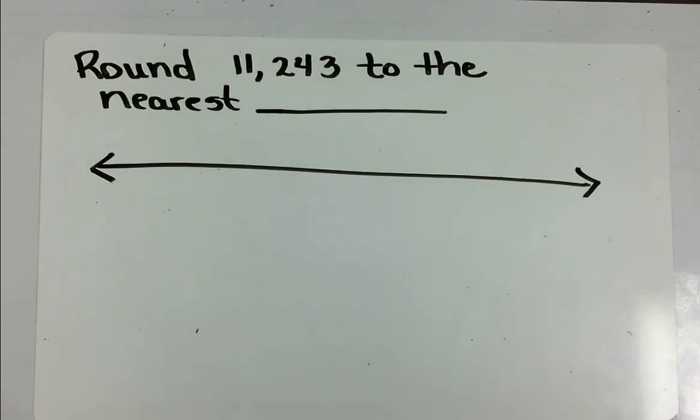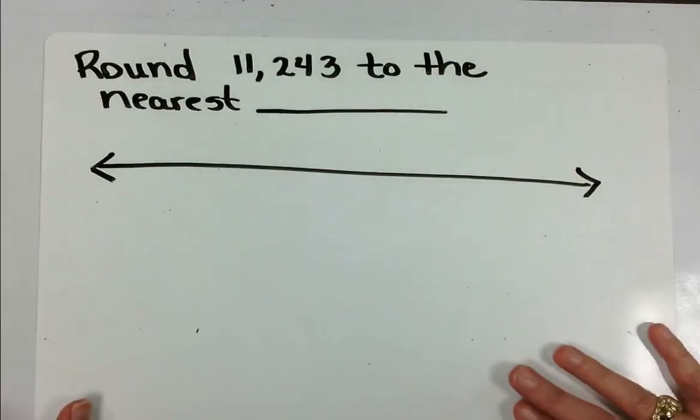In fourth grade, this year, students could be given any number through the hundred thousands place and asked to round to any place. So let's look at how we want to do this.